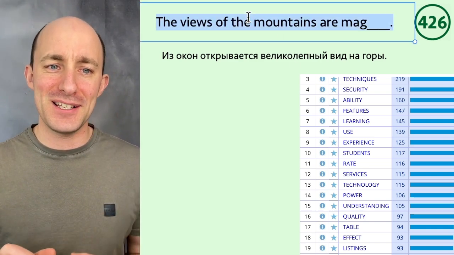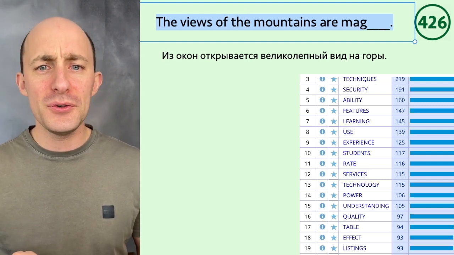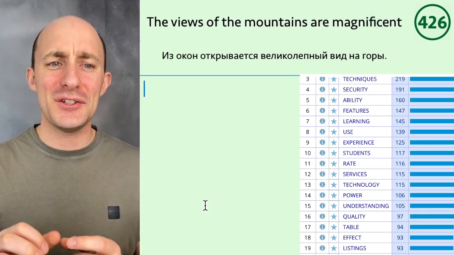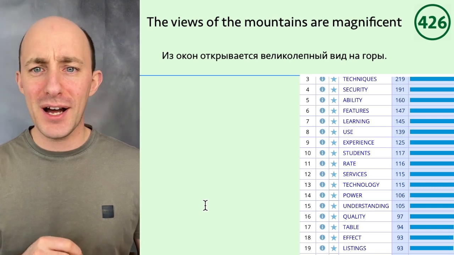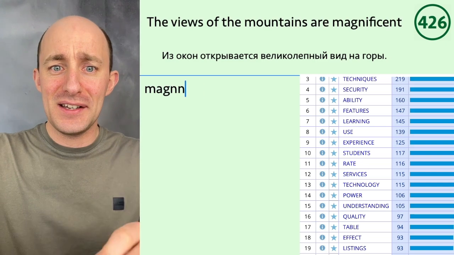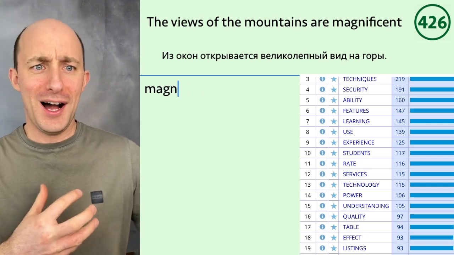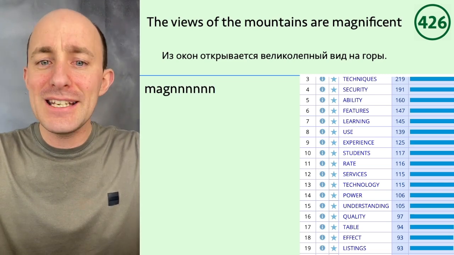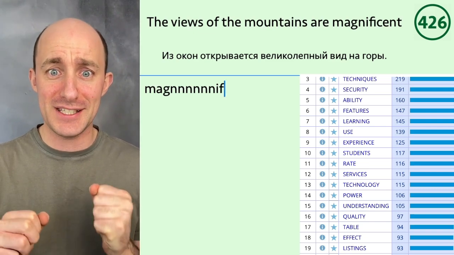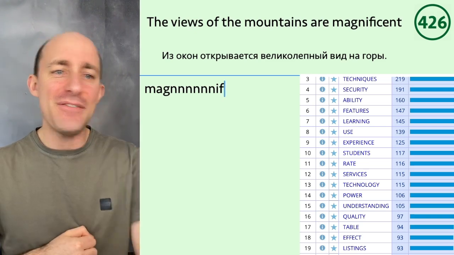Okay. Next one. Из окон открывается великолепный вид на горы. Великолепный. Obviously, there are many ways to say великолепный, but in this context, magnificent. The views of the mountains are magnificent. The word I had in mind was magnificent. Here, I want to talk about stress. The Russian way to stress a word would be lots of vowel, but don't do that. Magnificent, lots of n. If you really want to stress a syllable, stretch the consonant. Magnificent.